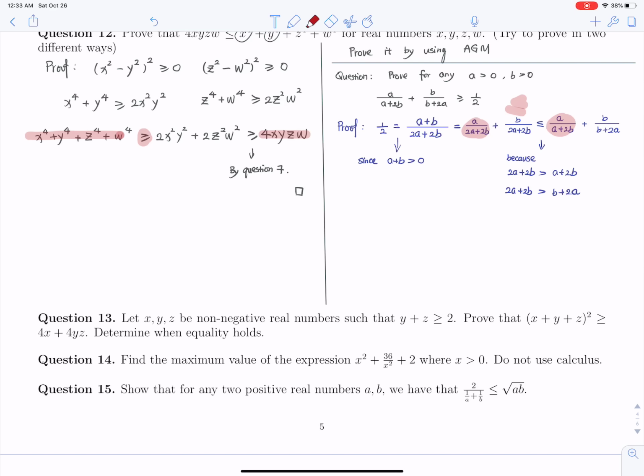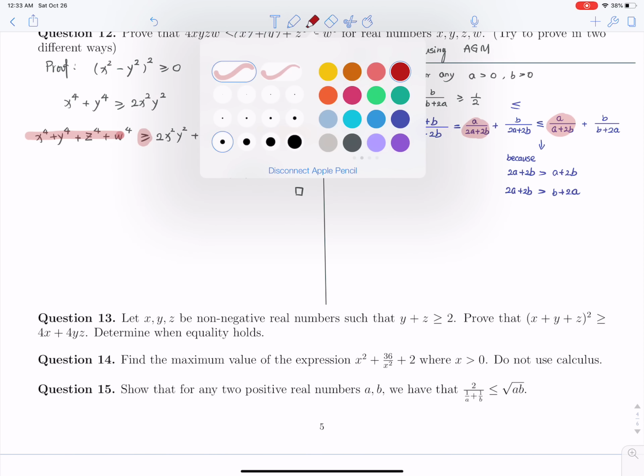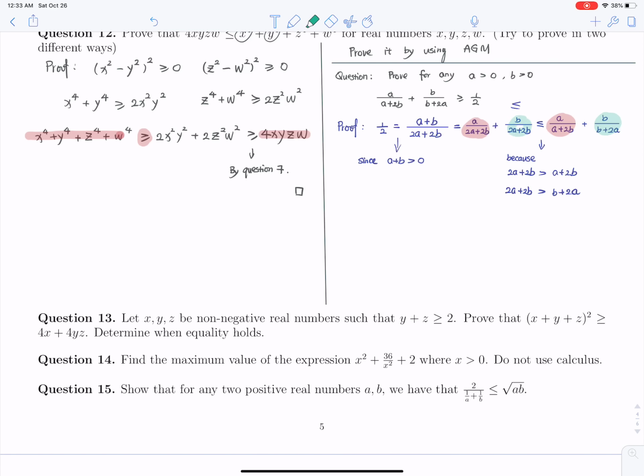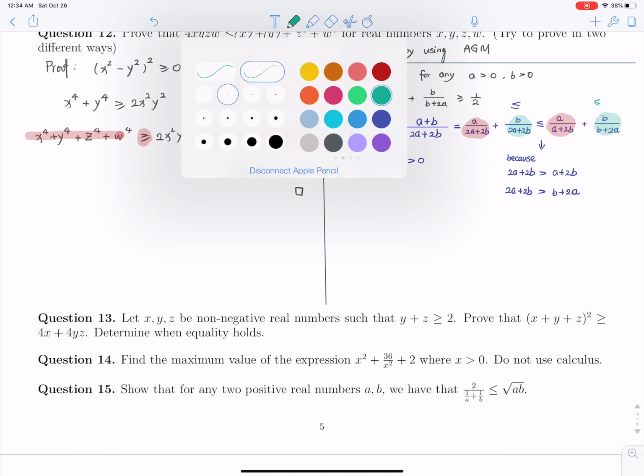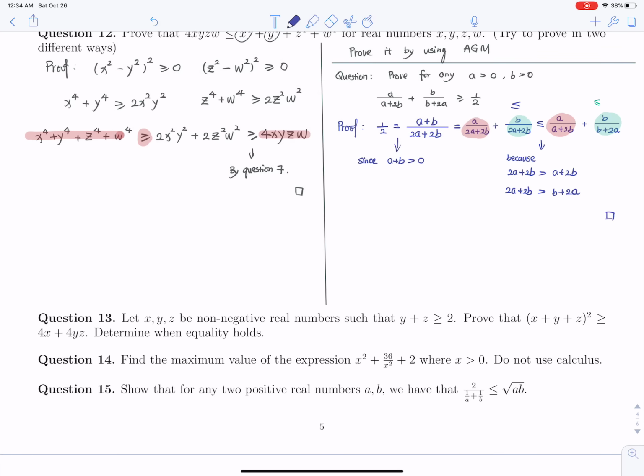Okay, this is not clear. This is greater than or equal to this, and this is greater than or equal to that. Therefore, if you add them together, it's going to be bigger. Okay, and that is the end of my proof. Why? Because I showed this whole thing is greater than or equal to 1 over 2. And that is the end.